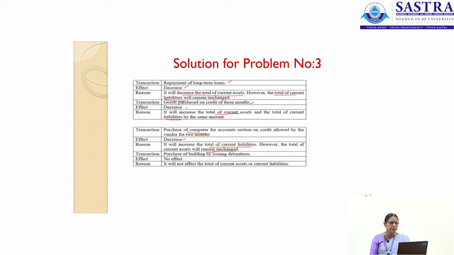Next is purchase of building by debentures. This debenture is said to be a long-term loan and the building is said to be a fixed asset. So both are not connected with the components of current assets and current liabilities. We don't have any impact on the current assets and current liabilities. So we don't have any effect on the current ratio.